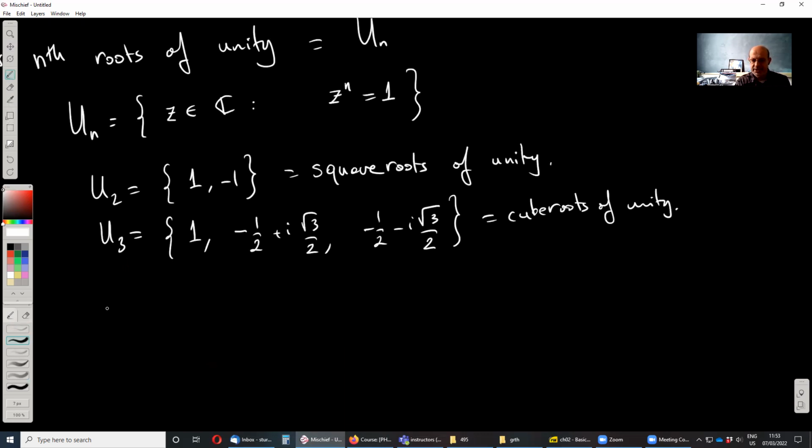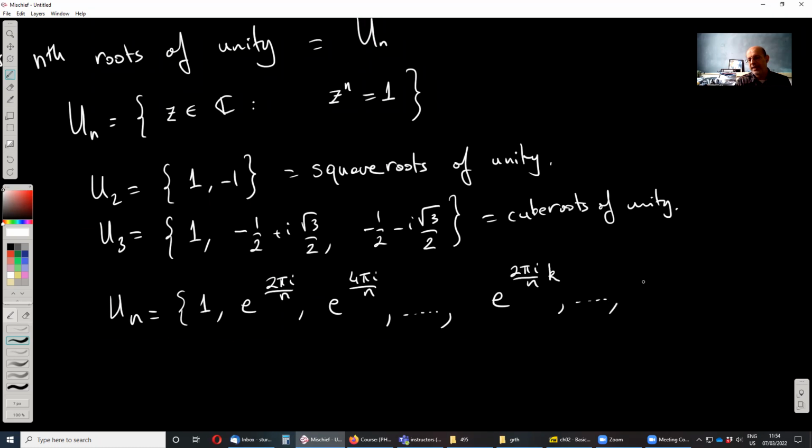Well, how did I find this? That's basically very simple. So Un can be computed as e to the 2 pi i divided by n, and its powers in general are e to the 2 pi i over n multiplied by k, and the last one is e to the 2 pi i over n times n minus 1. Okay.